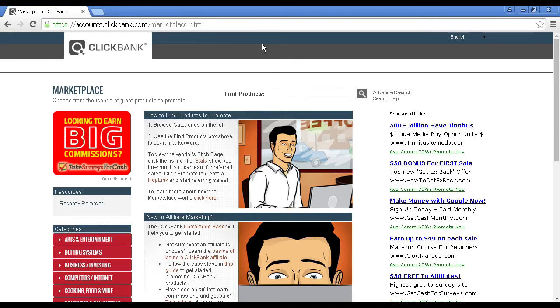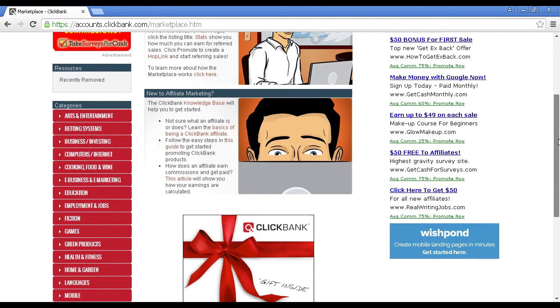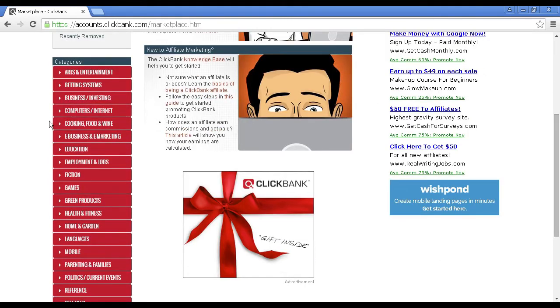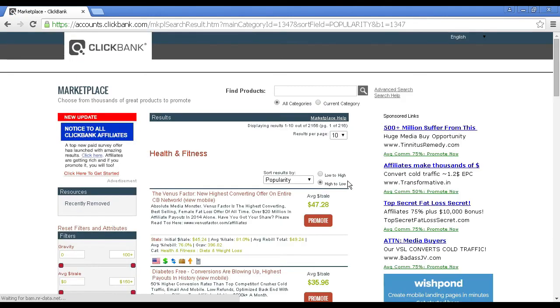And in some ways, this is actually easier to find products than it is on JVZoo, because you can actually drill down by category. So let's say, for example, you're putting together a product in the weight loss niche. You can come down here to categories, click on health and fitness, which is the closest one for weight loss. And then you can sort the products by various things, by popularity and the average sale and so on.